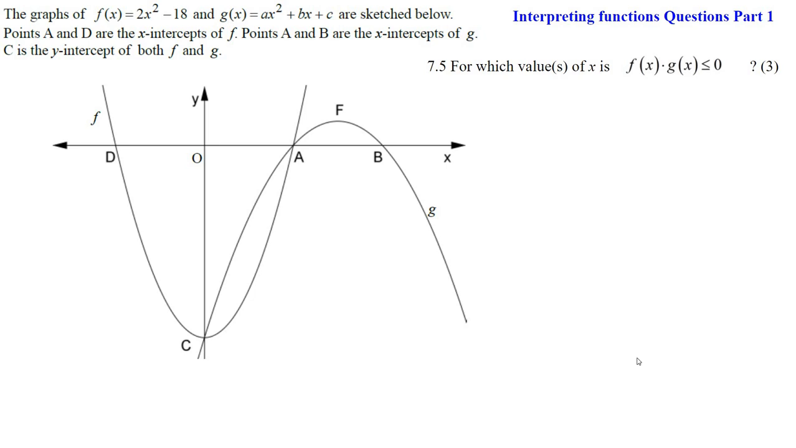Okay, now these questions are a little bit trickier. We've got our two parabolas here, but the next question they ask is, for which values of x is the product of the y value of the function f times the y value of the function g negative or zero? Well, you just think of it.